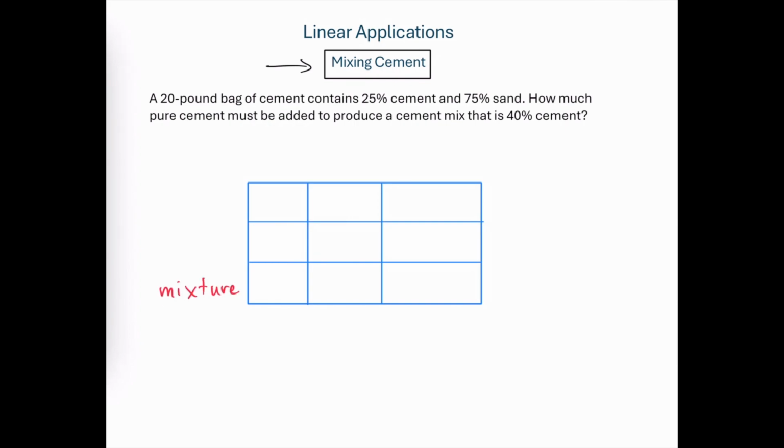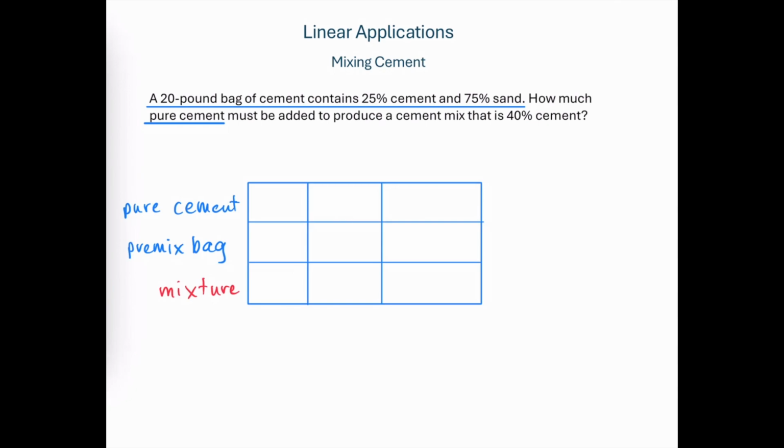And with the mixture problem, the third row always represents the end mixture. Generally speaking, the first two rows represent the two things that are being mixed together. But instead of labeling our rows with these general quantities, let's be more specific. The two things we're mixing are pure cement and this 20-pound bag, where we're given some information about how much cement and sand it contains. Let's call this the pre-mixed bag.